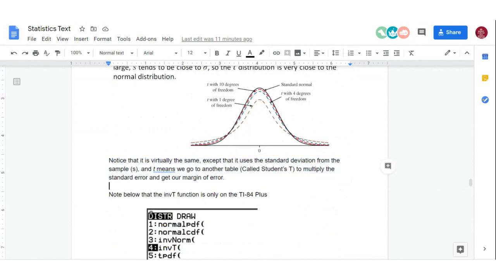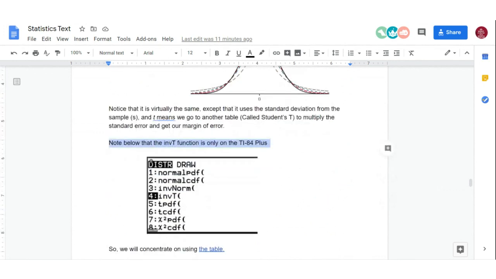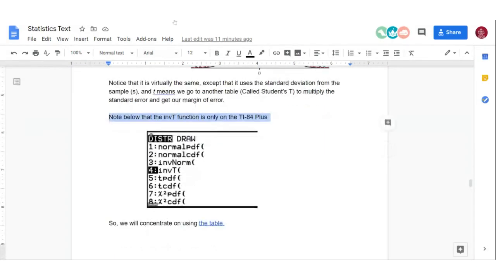Now, if you're playing with a calculator other than the TI-84 Plus, it may not be on there. They'll have the one that says 5, the tPDF and the tCDF. But I keep getting reminded of this because the students that are using other calculators, the TI-83 for example, doesn't have the inverse t. But you're not really at any disadvantage, because for the most part, you can go and look at the table. And I've got the table right here. It's what I used before, and I'll show you in a minute how it works.